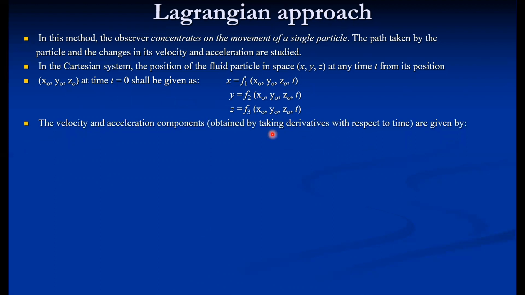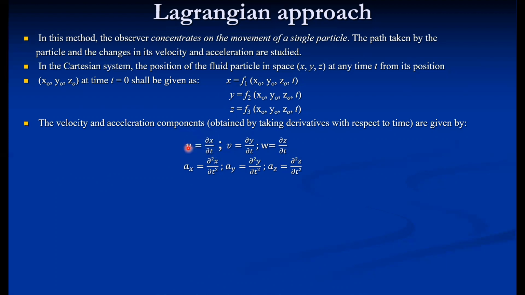Then the velocity and acceleration components are obtained by taking the derivative of all these space coordinates with respect to time. So we have the x component of velocity, u = ∂x/∂t; the y component, v = ∂y/∂t; and the w component, w = ∂z/∂t. Similarly, the acceleration is the double derivative.